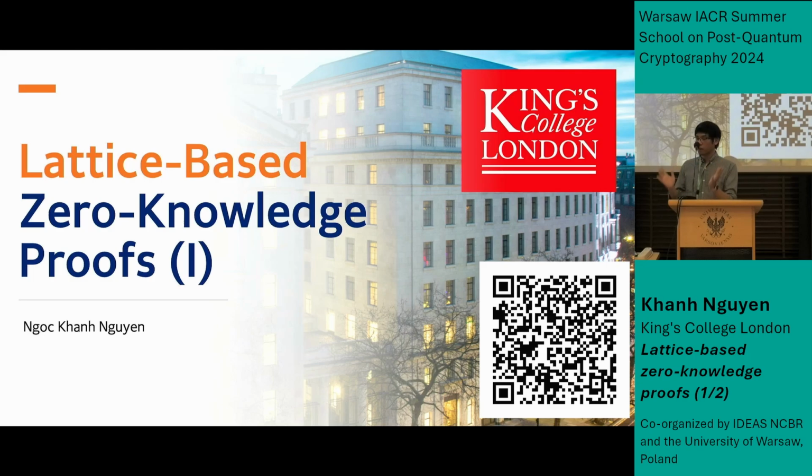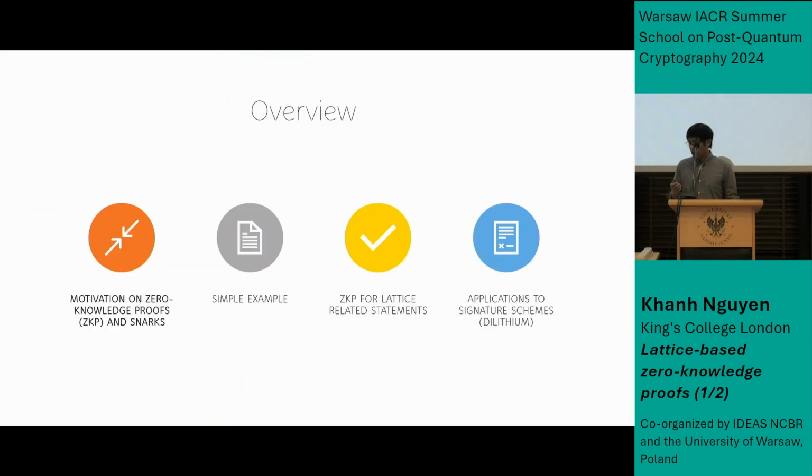So today I will talk about zero-knowledge proofs, why they are interesting, and how we can build them from lattice-based assumptions. Okay, so the overview is the following. We will start with the motivation of zero-knowledge proofs. I will also discuss SNARKs, because it's a hot topic in cryptography in recent years. We will have a very simple example of zero-knowledge proofs. Then we will build some nice zero-knowledge proofs for lattice-related statements. And one of the applications will be the Dilithium signature scheme, which is one of the NIST standardized schemes.